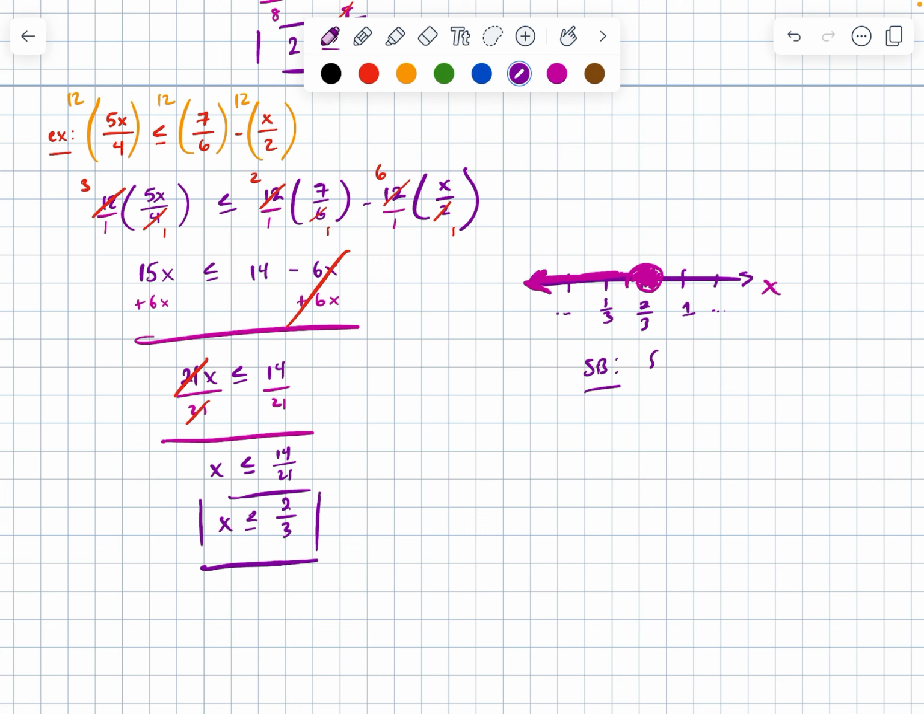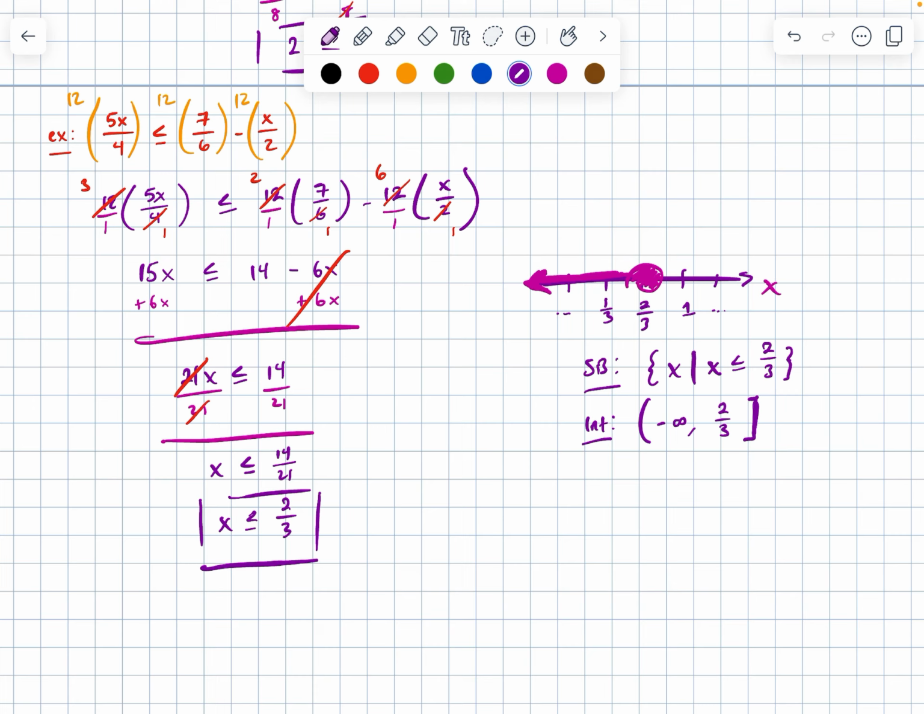Fantastic. Set builder. Well, I want the set of all values of x such that x is less than or equal to 2/3. And then for my interval notation, looking at my number line, on the left, it starts at negative infinity, ends on the right at 2/3. Negative infinity is never included.